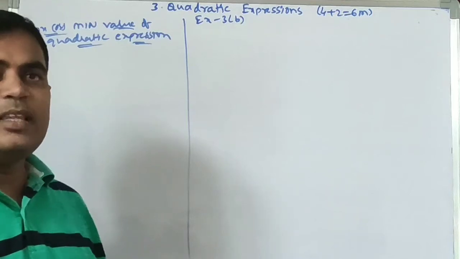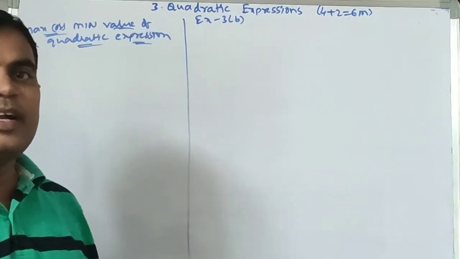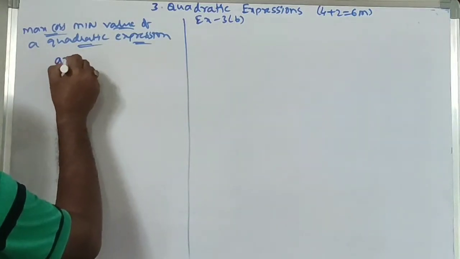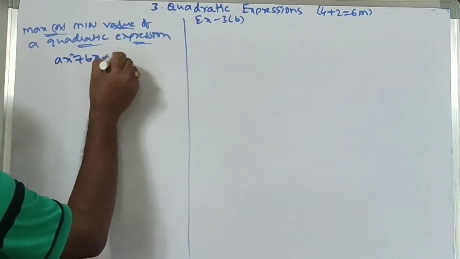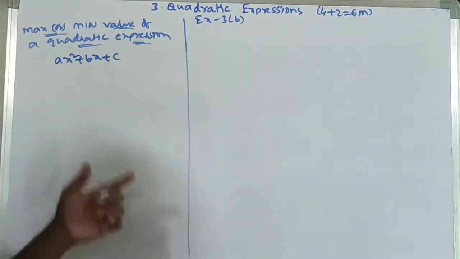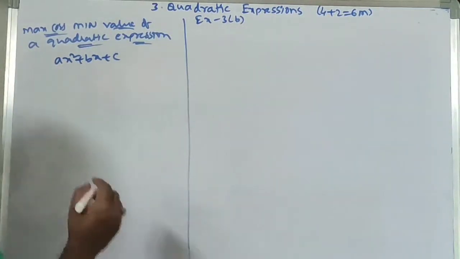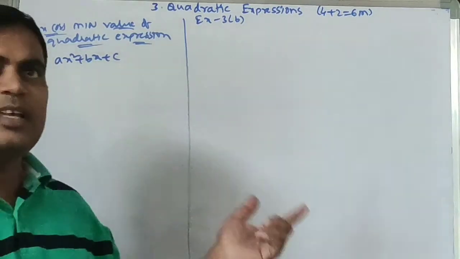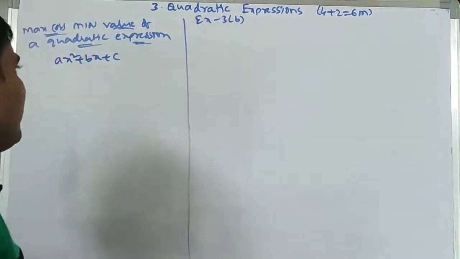The concept: maximum or minimum values of a quadratic expression. I am taking a quadratic expression ax square plus bx plus c. For this quadratic expression, only one value exists, either it is maximum or minimum. So it depends upon a.